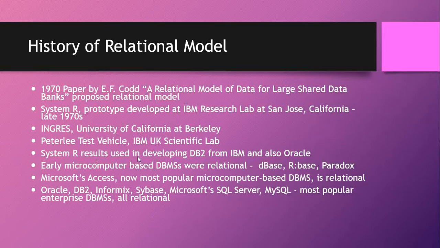After that, there were a lot of commercial systems based on the relational model, like dBase, R:Base, Paradox. Then we have Microsoft Access, which is a product of Microsoft Office. We also have Oracle, DB2, Informix, Sybase, Microsoft SQL Server, MySQL. All these famous DBMSs are based on the relational model. Now we have hundreds of database management systems that are based on the relational model.